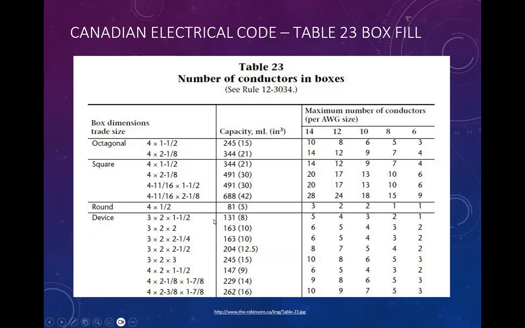What's the next column in the table? It is the capacity in milliliters, or in brackets, cubed inches. All right. So let's say a 3 by 2 by 2 device box: 3 inches long side, 2 inches short side, 2 inches deep. If you do the calculation of the volume of that, it translates into 163 milliliters of volume of the box, which also translates into 10 cubed inches.